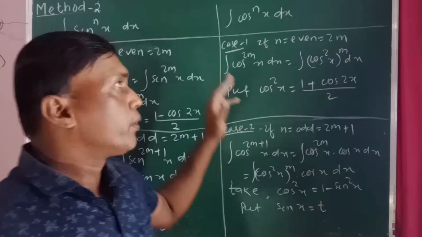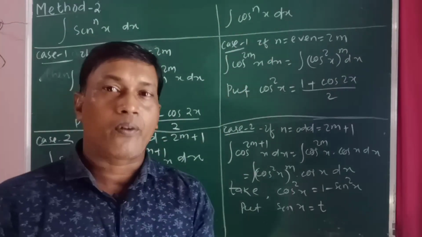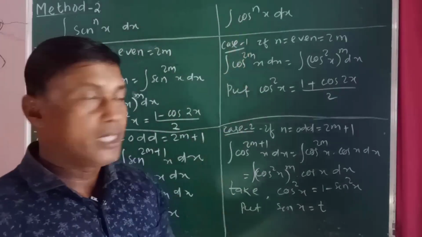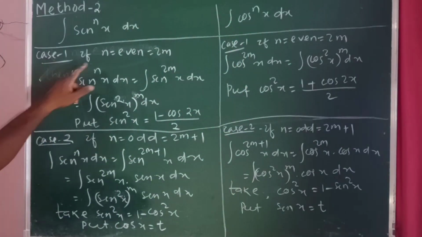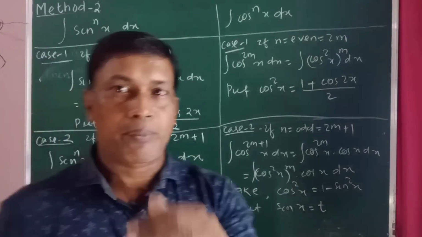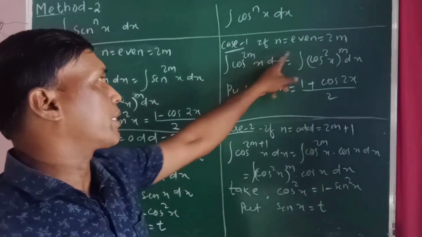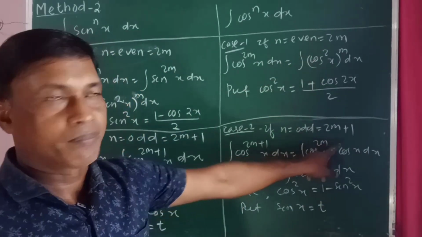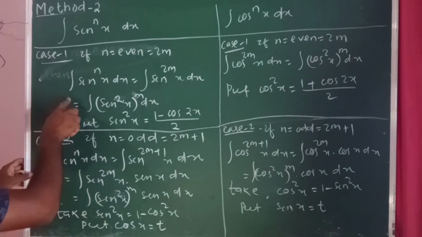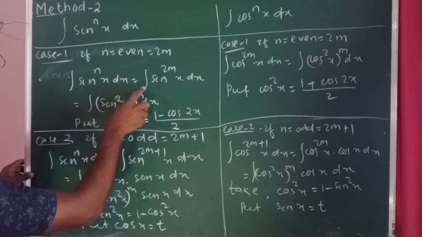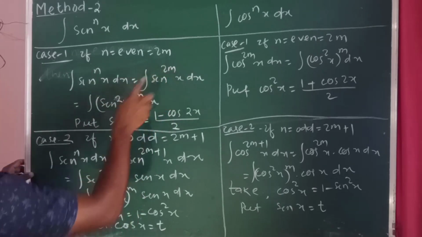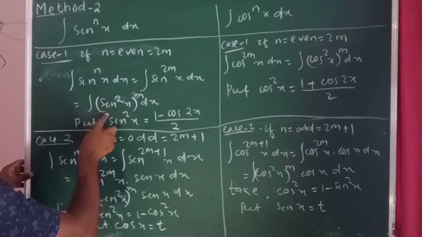So this n may be even or odd. That depends upon the nature of the power n. Case 1 is if n is even. Suppose n is 2m, since any even number can be expressed in the form of 2m and an odd number can be expressed in the form of 2m plus 1. So let n equal 2m. Now the integration of sin to the power n x dx is the integration of sin to the power 2m x. If it is sin to the power 2m, then we can write it as sin square to the power m.